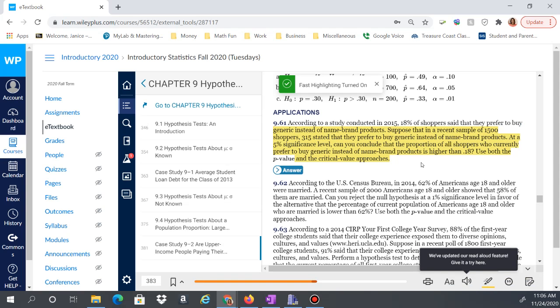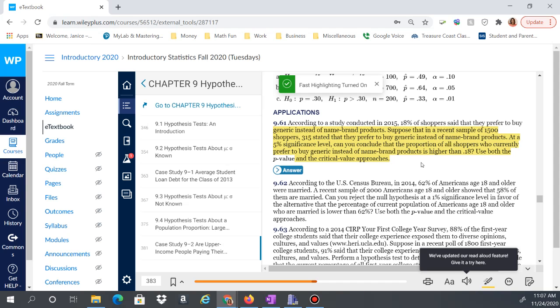According to a study conducted in 2015, 18%, so you're given the proportion, 18% of shoppers say that they prefer to buy generic instead of name brand products. Suppose that in a recent sample of 1,500 shoppers, 315 stated that they prefer to buy generic instead of name brand products. At a 5% significance level, can you conclude that the proportion of all shoppers who currently buy generic instead of name brand products is higher than 0.18? Use p-value and critical value approach.